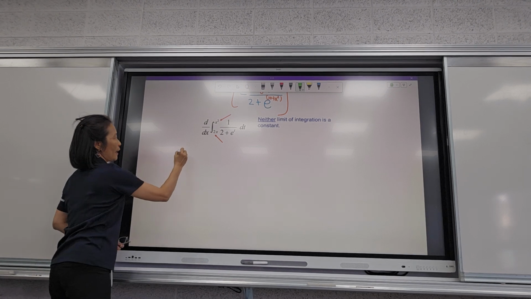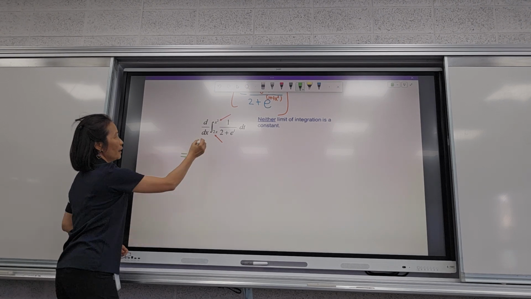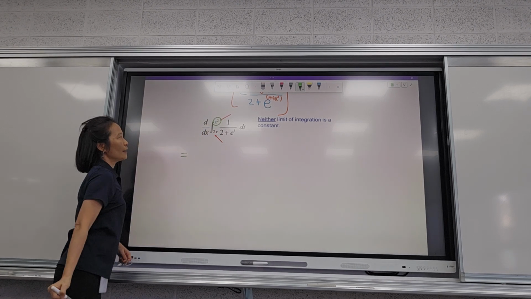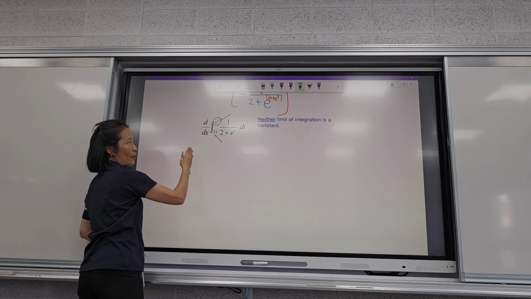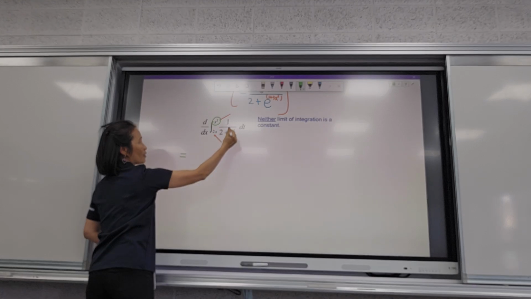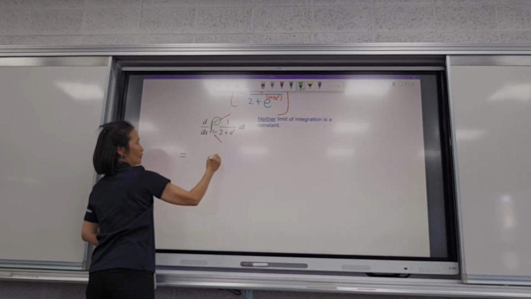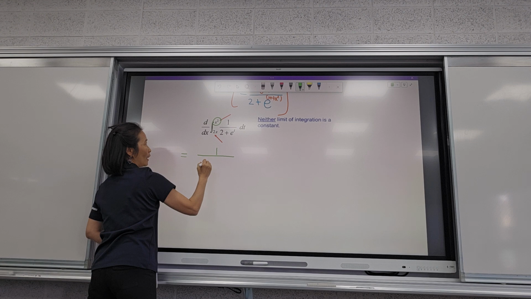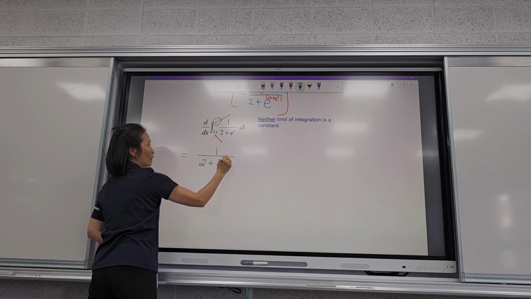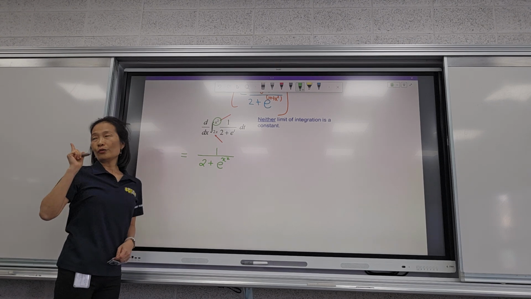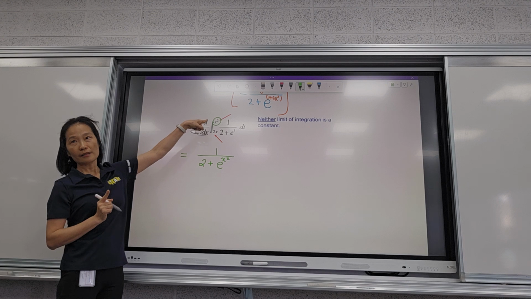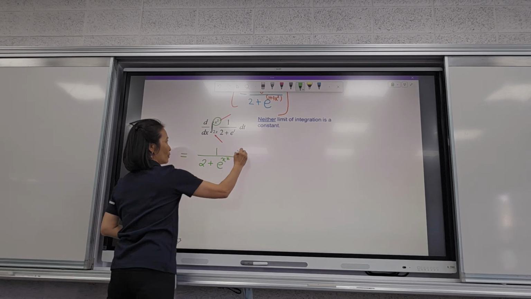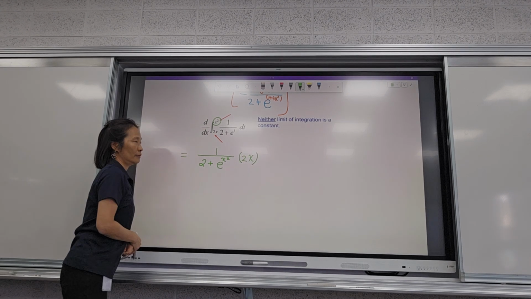Okay, so what do we say? Upper limit is g of x, right? d/dx of the integral, so it should cancel each other out. I'm going to replace all the t with x squared. 1 over 2 plus e to the power of x squared. Don't forget to multiply by the derivative of x squared, which is 2x. 2x.